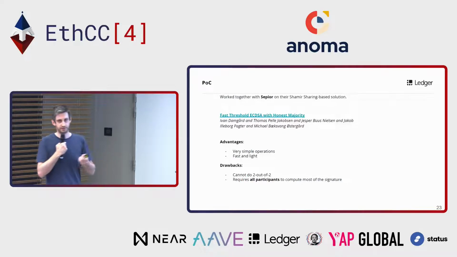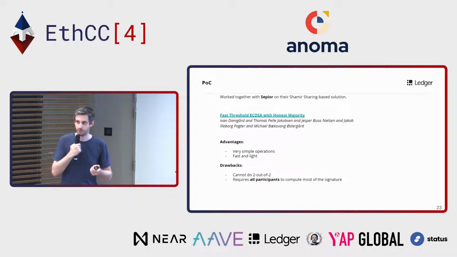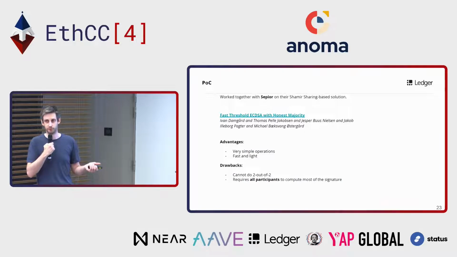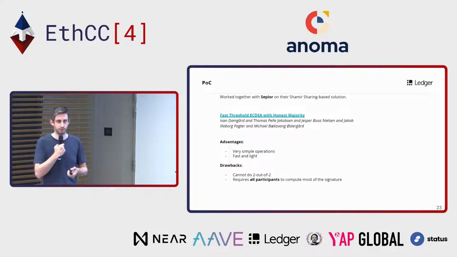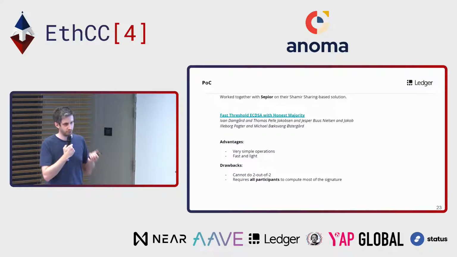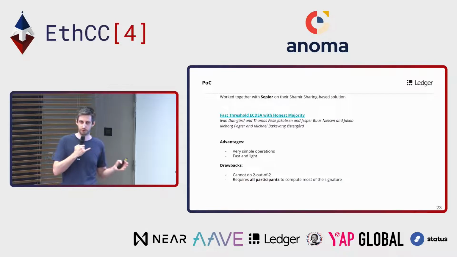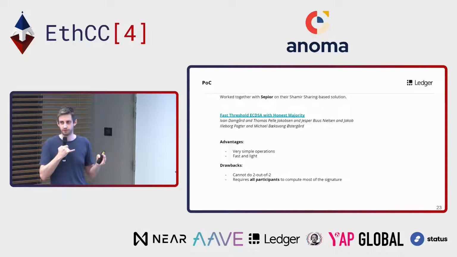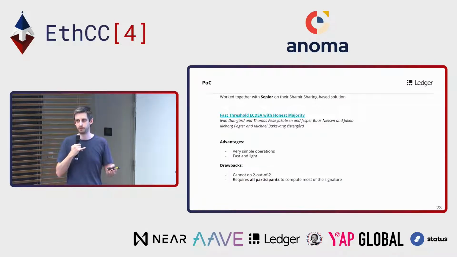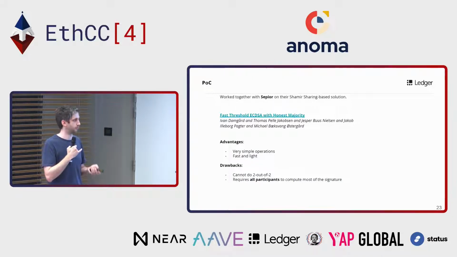But the drawback is, as I said, it's an honest majority setting, so you cannot do a 2 out of 2 scheme, for example. That's impossible. You won't be able to detect cheating. And also it requires all participants to compute most of the signature. So even in a 2 out of 3 scheme, you would spend most of the time computing things with 3 people instead of 2, which feels weird at the beginning, but we can work around that actually.